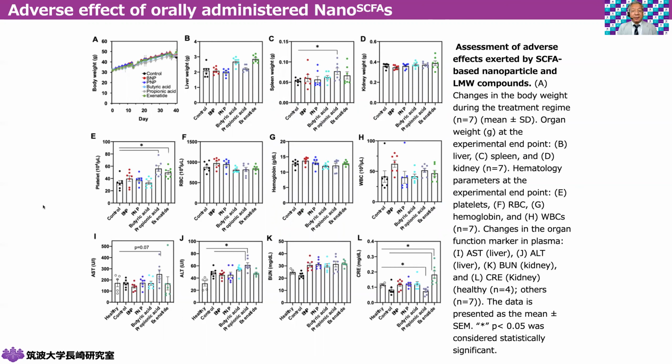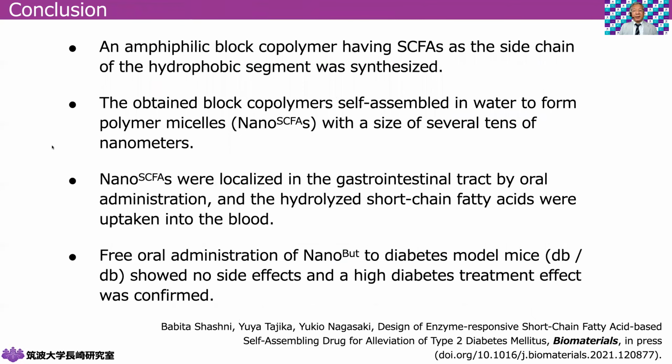So this is other damage of organ and blood. Due to the time limit, I skip most of them, but you can see spleen weight increase in the case of propionic acid, or platelet number increases with propionic acid and exenatide. In most of the data, the nanoparticle did not show any damage to organ and blood.